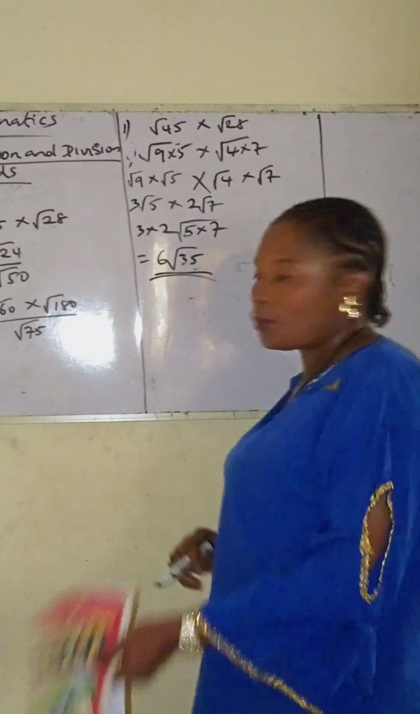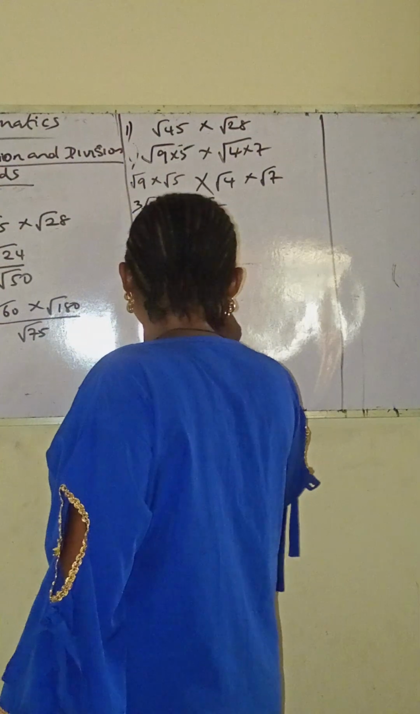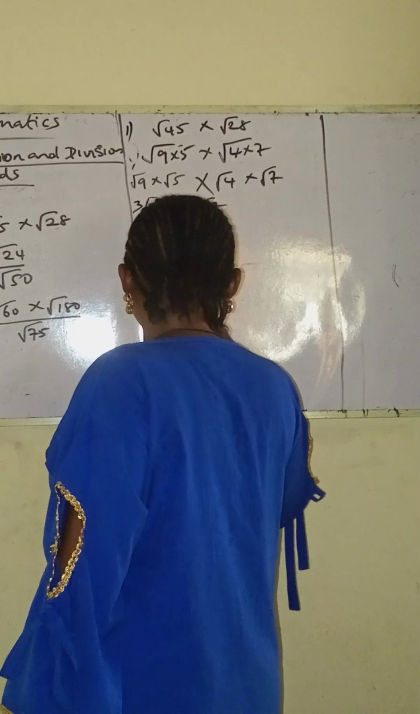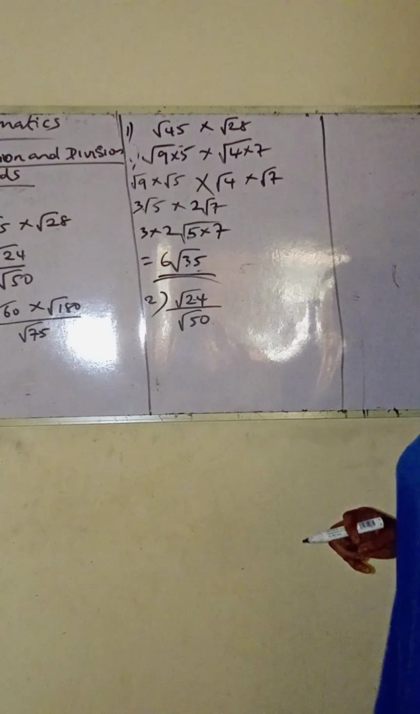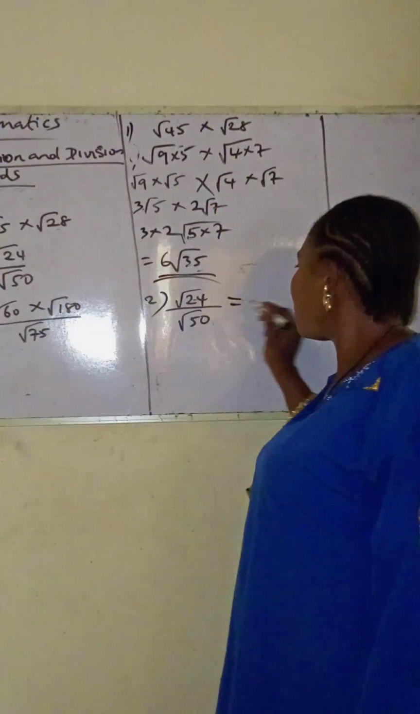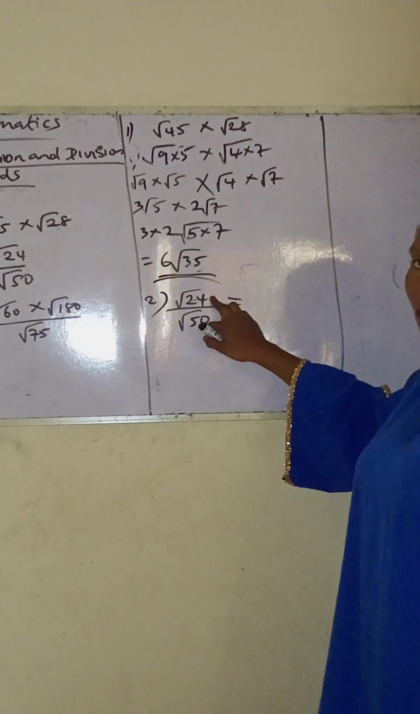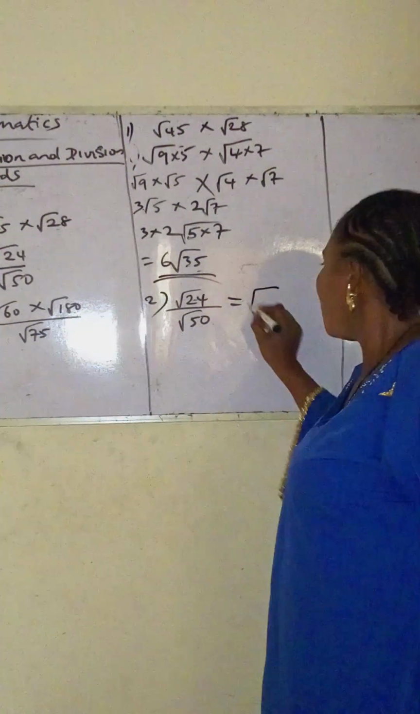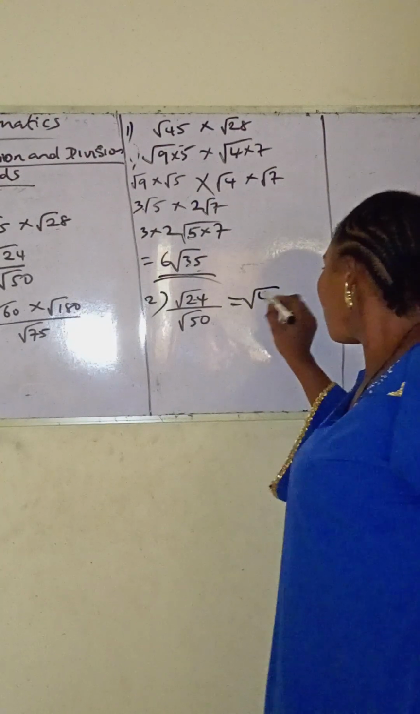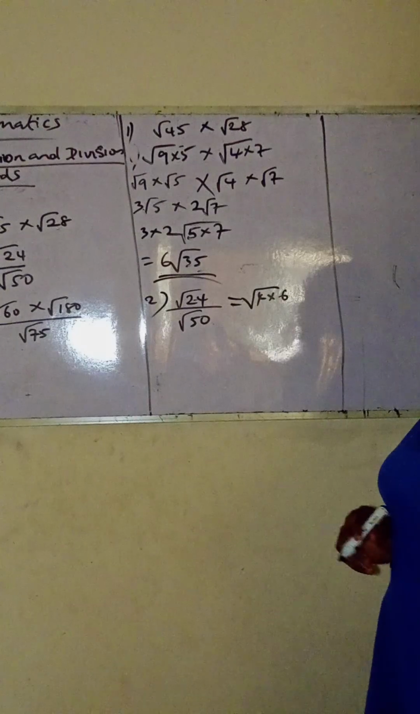We're going to look at example 2. We have surd 24 all over surd 50. So now what are the two multiples? The two numbers that will multiply to give us 24, and the first number must have a square root. 4 times 6 will give us 24. So we are going to say 4 times 6 to give us 24.